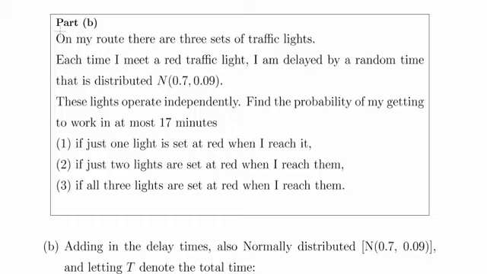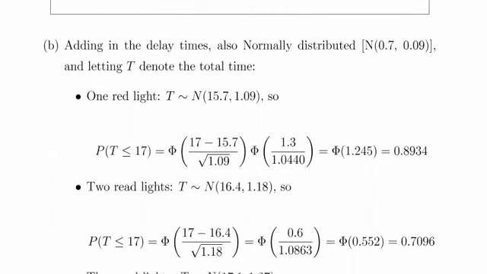So there are 3 scenarios. One is if one light is set at red when I reach it, so I'm going to be delayed for a while. Then if just 2 sets of lights are red when I reach them, I could get delayed twice by 2 red lights. And finally, if all 3 lights are set to red when I reach them. So it's 3 different questions, but more or less the same idea for each of them. Essentially, we have to add in our delay times, and they're also normally distributed. So what we're doing is adding one normally distributed random variable to another.